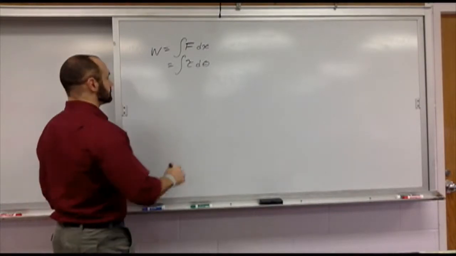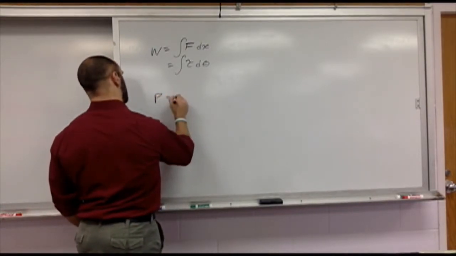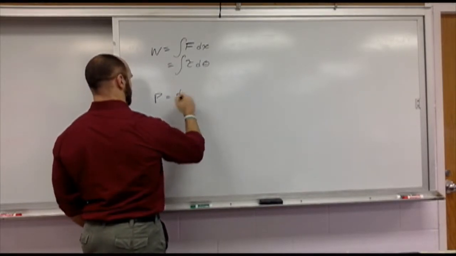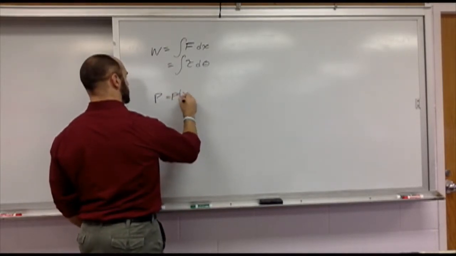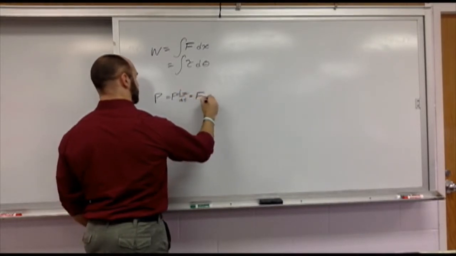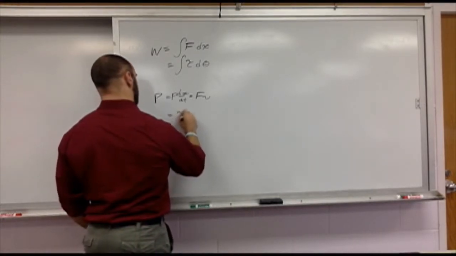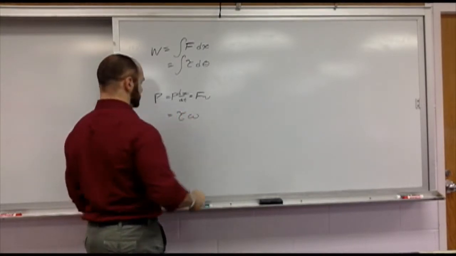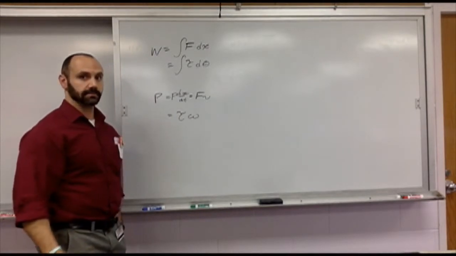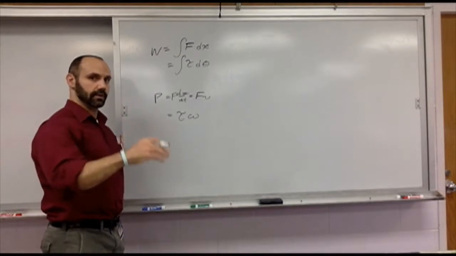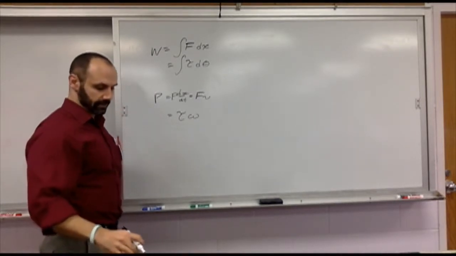And remember, power was F dv dt, or dx dt. So it was Fv, right? The instantaneous power was Fv. So now we're going to have tau omega is the instantaneous power. Okay. Again, we're just taking all this stuff from linear and translating it into Greek for this.